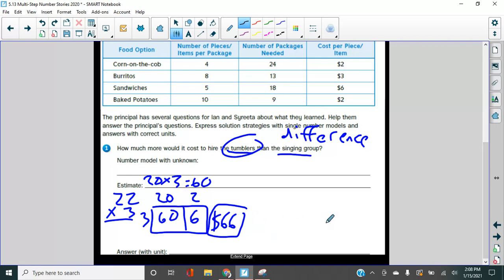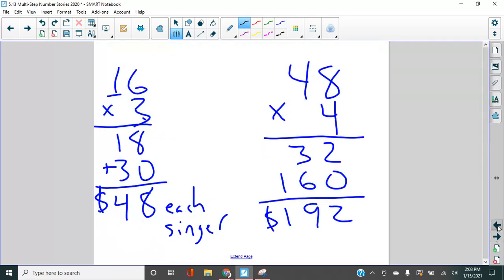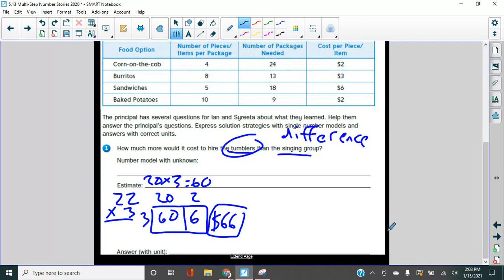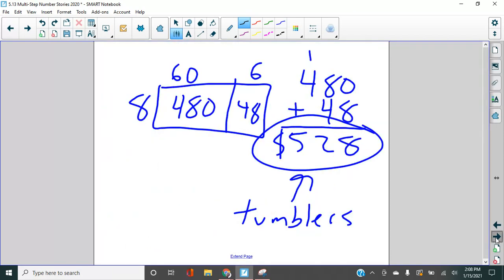Okay, so over here in our math journal, honestly, I didn't have anywhere near enough space, right? I did some of my estimating off to the side on my problems. I used a separate sheet of paper to do my work, and you can do that too. Then what you want to come up with at the end is the answer to the question being asked: how much more would it cost to hire the tumblers than the singing group?